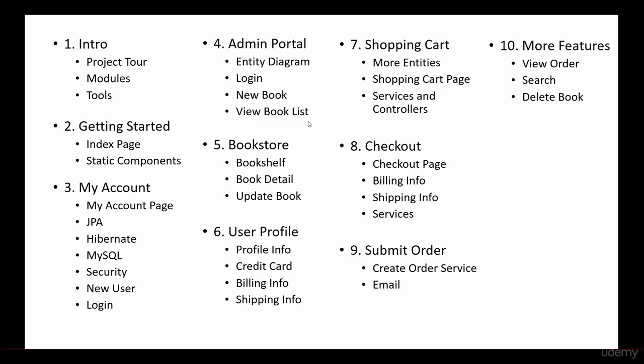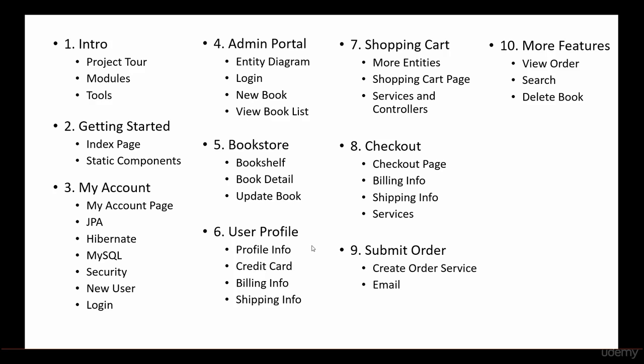In the fifth section, we have the bookstore part, or the front end. We'll come back to the front end and we'll start to add the bookshelf. Basically, it is the book list view in the bookstore front end. And we will add the book detail page, and we will add update book functionality at the backend as well.